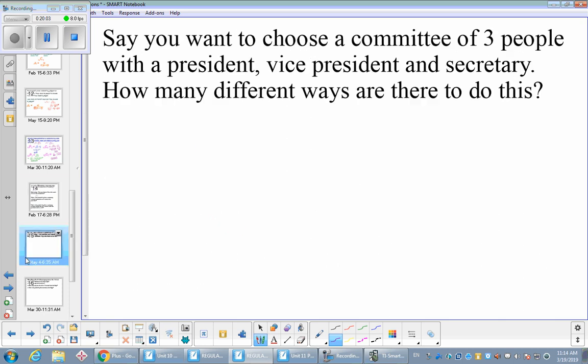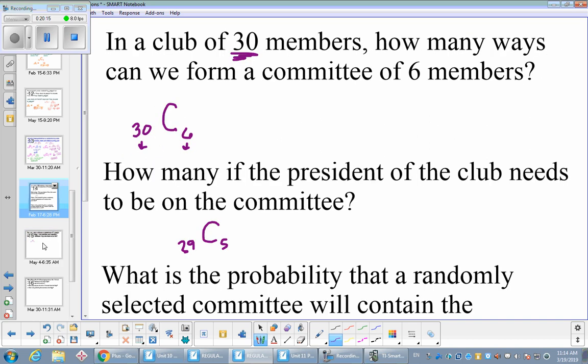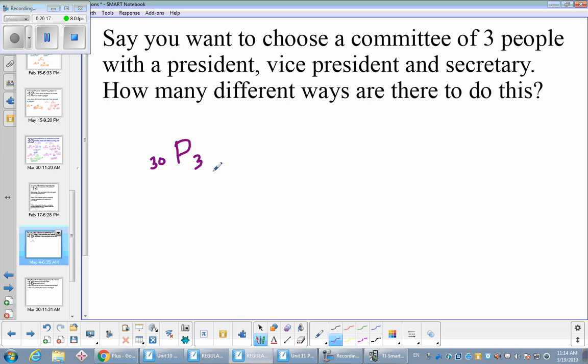All right. What if I want to change it to being a president, vice president, and secretary? So that would actually be a permutation. So it'd be 30P3. All right. So I have 30 people to choose from, and I'm choosing 3 people to be in positions. So that would be an example of a permutation.